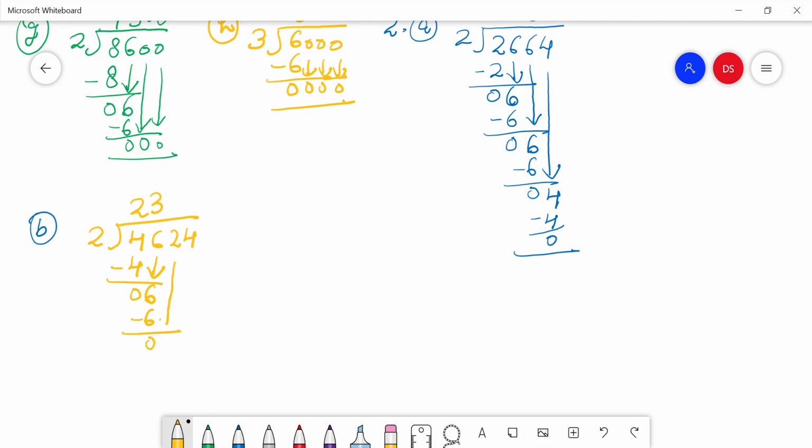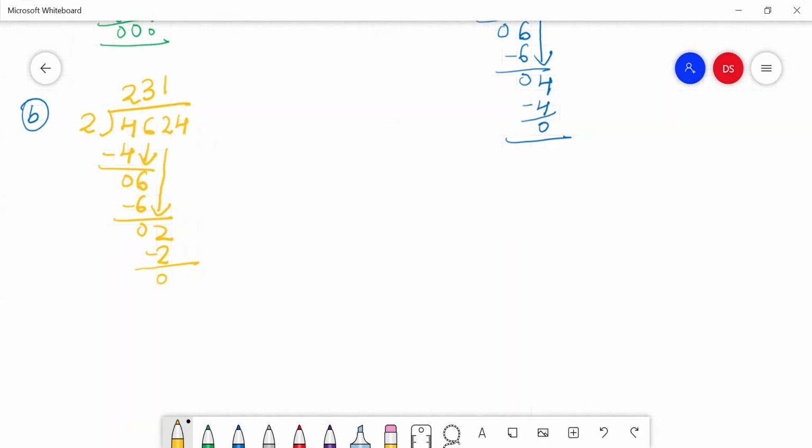Next number is 2. 2 1s are 2, 2 minus 2 is 0. We will take the last number, that is 4. 2 2s are 4. Children, now you can see the answer is 2312.